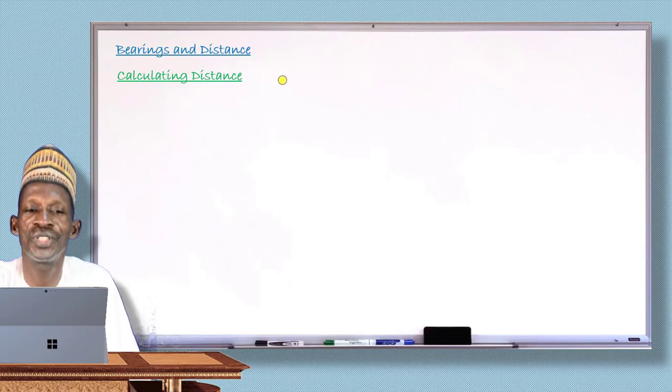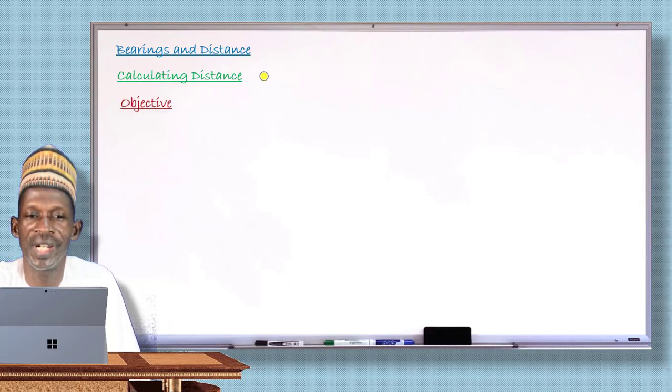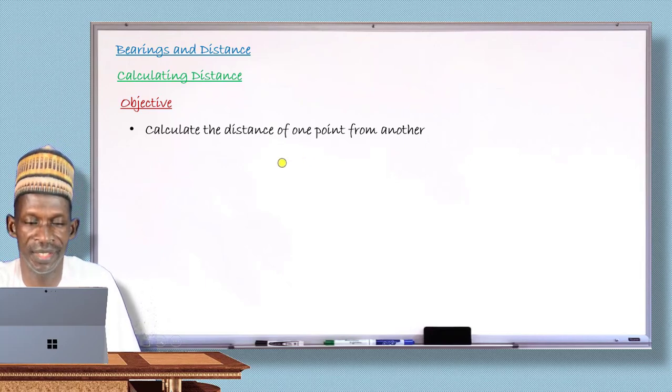Today, in continuation with your main topic, bearings and distance, we are going to learn how to calculate the distance between one point and another. So let's begin. After completing this lesson today, my dear student, you will be able to calculate the distance of one point from another in a bearing question. This is what I hope you'll be able to do after completing the lesson today.